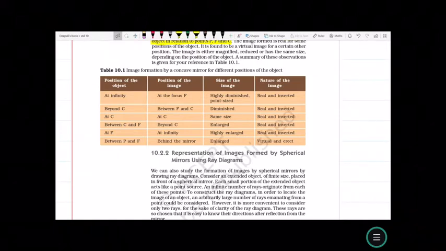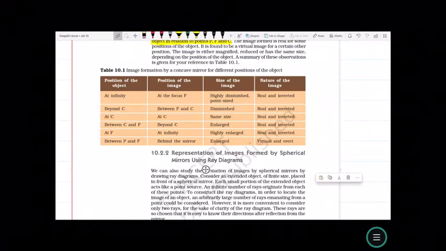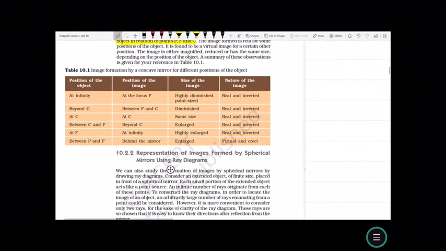Between C and F, the image is beyond C, enlarged, real and inverted. At F, the image is at infinity, highly enlarged, real and inverted. And between P and F, the image is behind the mirror, enlarged, virtual and erect. You will understand this table very easily when you understand how to draw a ray diagram, which is the theoretical method to find the position of the image. But let us understand this experiment further.